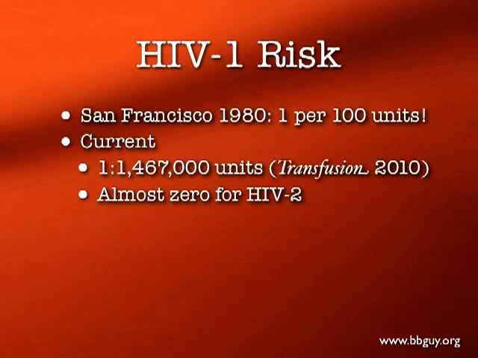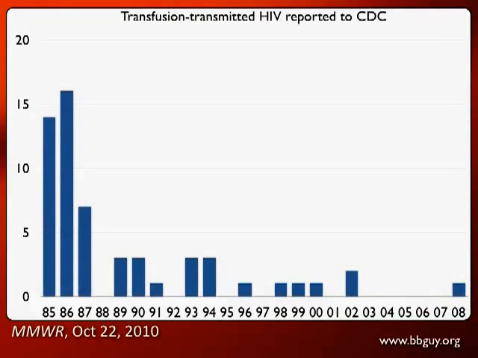If you're ever going to choose a time or place to be transfused, San Francisco in 1980 is probably about the worst I can imagine. The risk of HIV in San Francisco in 1980 was 1 per 100 units transfused, a terrifying number. Currently, though, obviously we're doing far better than that: 1 in 1,467,000 units, again, according to that transfusion article from 2010 I referenced earlier. The risk is almost zero for HIV-II. And you can see that illustrated.